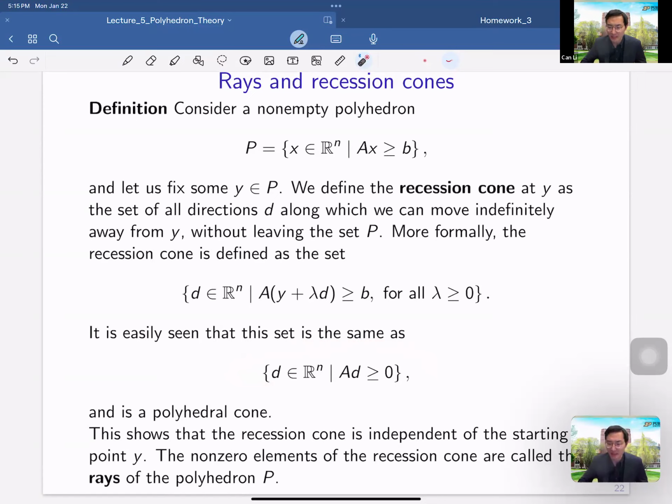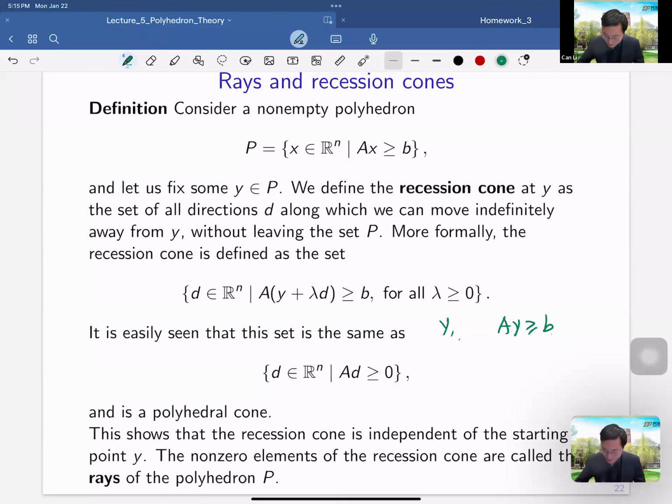So why is that the case? First of all, as you can observe, all the directions that satisfy AD greater than or equal to 0 are part of the recession cone, right? Because remember the definition of the recession cone is the following. First, you have a point y, and y is a point in the polyhedron. So Ay must be greater than or equal to b, because y is a point in the polyhedron.